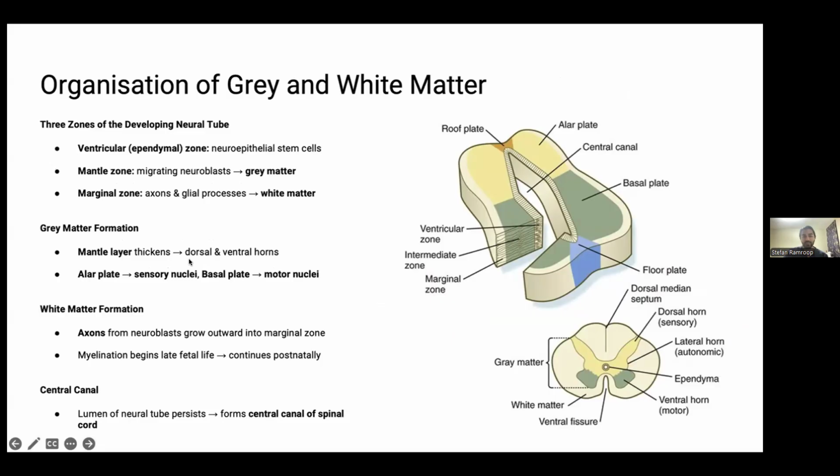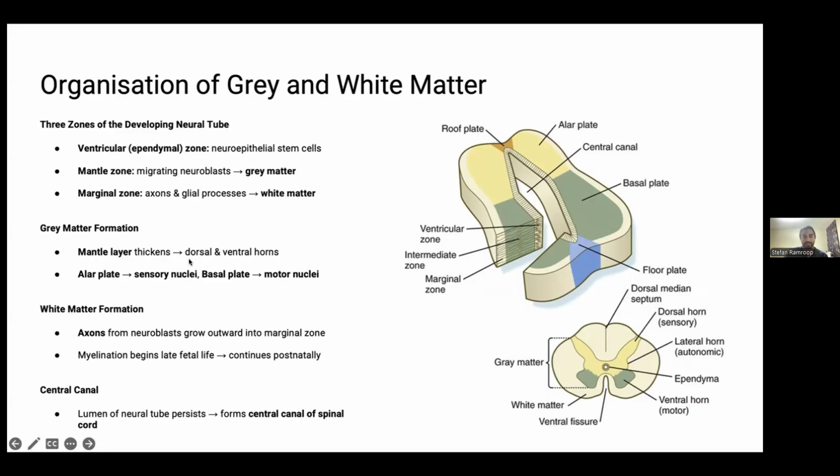Within it, the alar and basal plate derivatives expand, with the dorsal horns emerging from the alar and ventral from the basal. That will give you your classic butterfly-shaped gray matter pattern that we see in a mature spinal cord. The outermost marginal zone contains the axons of these developing neurons and supporting glia. As these fibers become myelinated, the zone is going to transform into your white matter.